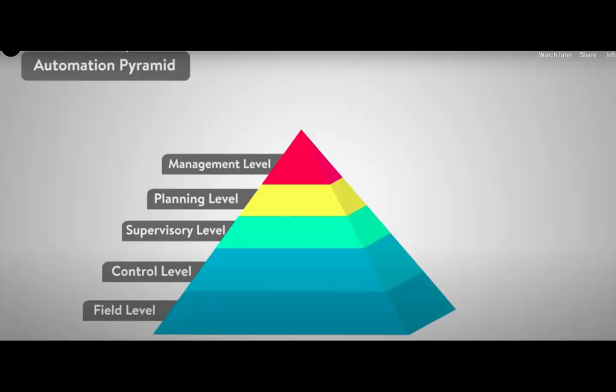So we can discuss once again the automation pyramid. The automation pyramid is simply a pictorial example of different levels of automation in a factory or industry. It also gives a visual of how technology is being integrated into industry.